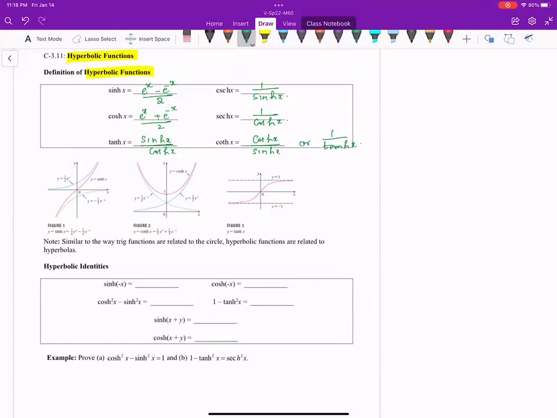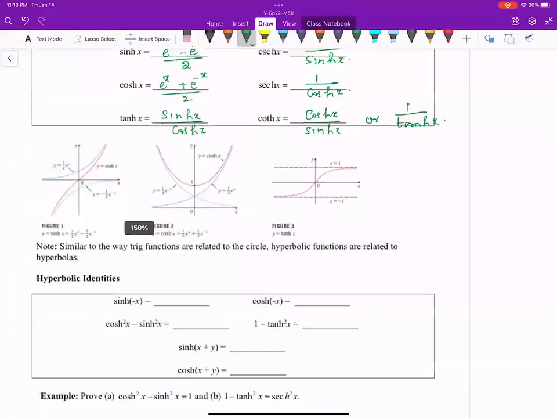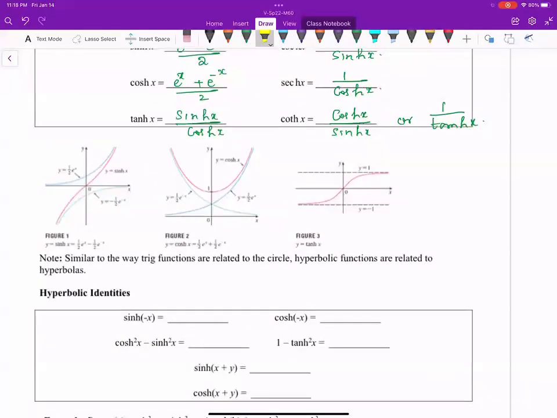If you look at the graphs of these, because they are a combination of exponential functions, sum and difference for the sine hyperbolic and cosine hyperbolic, the sine hyperbolic looks like the red one. Then the cosine hyperbolic looks like the red one in the second picture. And then the tan hyperbolic looks like the red one in the third picture.